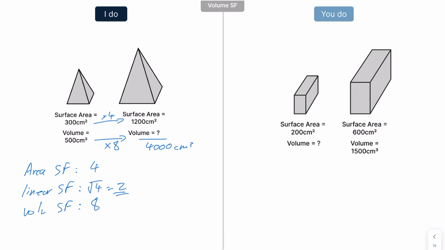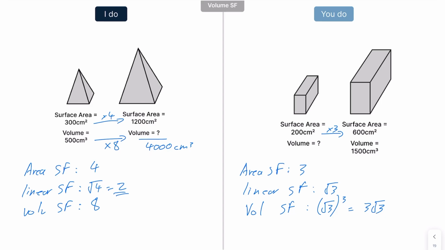And on the right hand side, again, hopefully you've pressed pause and had a go. You've hopefully started with finding the area scale factor first, so that's times 3. And then this one gets a little bit tricky. You've got the linear scale factor, which is the square root of 3. You don't need to write the value out for it, we can just leave it as square root of 3. And then if you cube that in your calculator, we can get the volume scale factor. You're going to type that like this in the calculator, and you get an answer of 3 root 3. And you can just leave it as that.